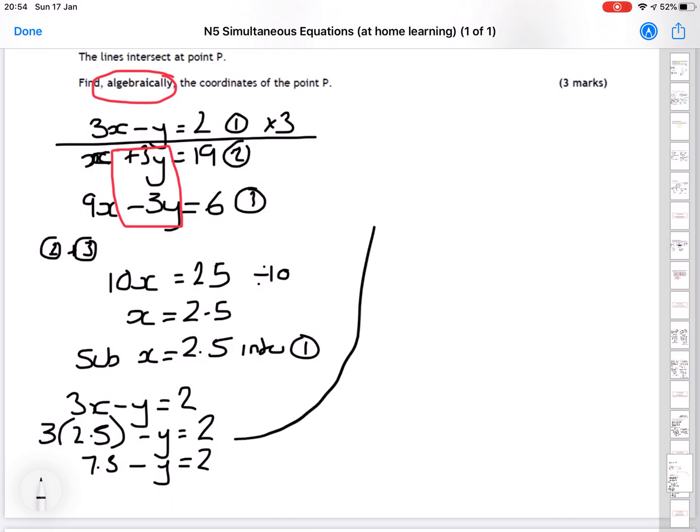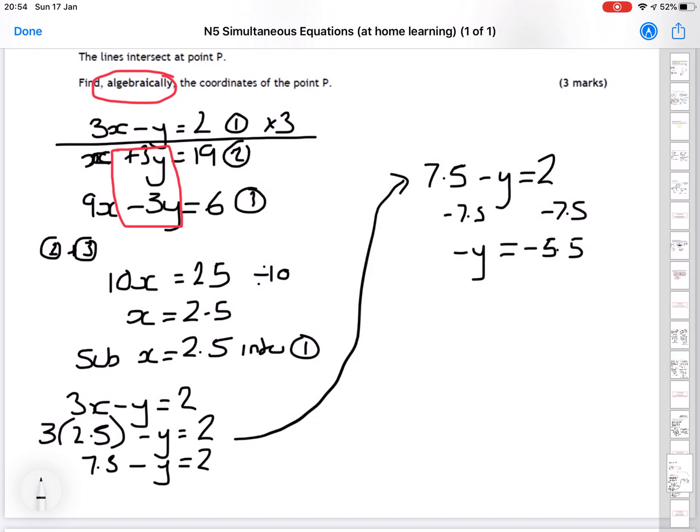I'm going to just move up to here for space. So I'm just going to write this out again up here for space. 7.5 minus y equals 2. So we would subtract 7.5 from each side. So that's going to now give us in our next line minus y equals, and then 2 minus 7.5 would give you minus 5.5. Now because these are both negative, we can rewrite that as both positive, so y equals 5.5.